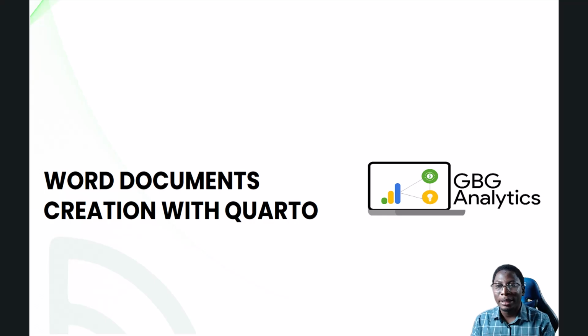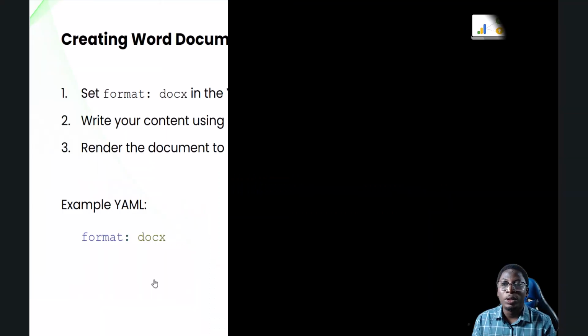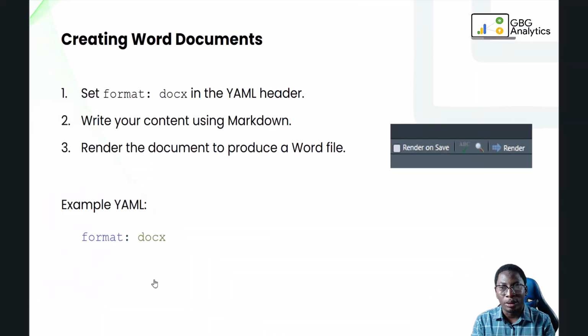The MS Word version is also the same. What we do is set the format as docx, and then write your content using Markdown, and then click on the render button. That will give you the MS Word version of your document.